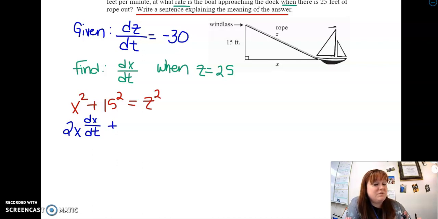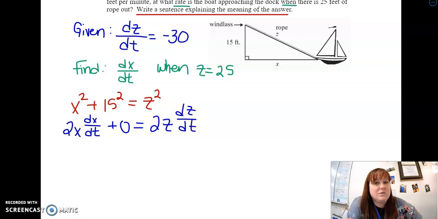What is the derivative of 15 squared? Remember, I'm going to make a stamp. The derivative of a constant is 0. Okay, so it's always just 0. And then I have 2z dz/dt. Okay, because all of those are implicit with respect to time. Now, I'm looking for dx/dt. So let's fill in what we know.